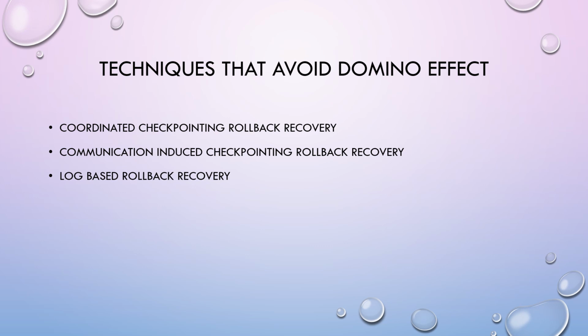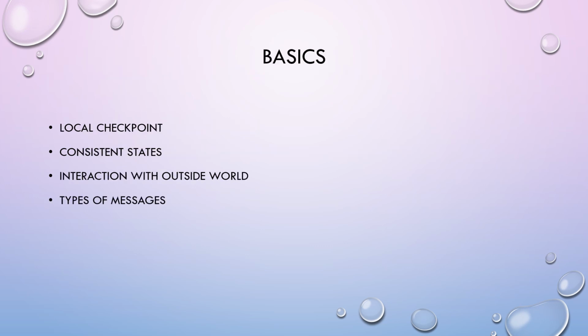I mean, we are recording. We have a log-based system, so we know exactly what happened in the history. Based on that, we can do the recovery, that is log-based recovery. So these are the three techniques used to avoid the domino effect when we are dealing with checkpoint and recovery. Before going deeper, we have to see what we mean by local checkpoint, consistent state, interaction with the outside world, and types of messages.